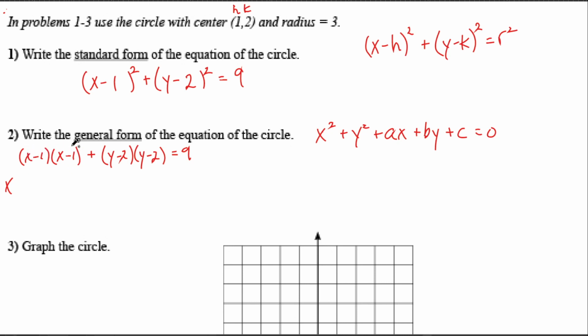So the first is x squared. The outside is negative 1x. The inside is negative 1x. Negative 1x minus negative 1x is negative 2x.